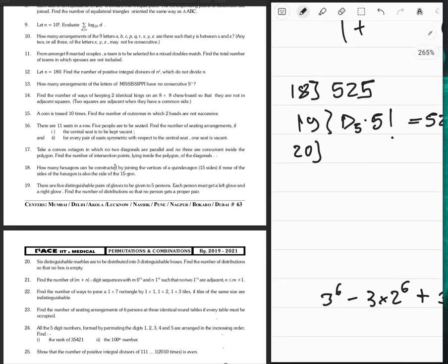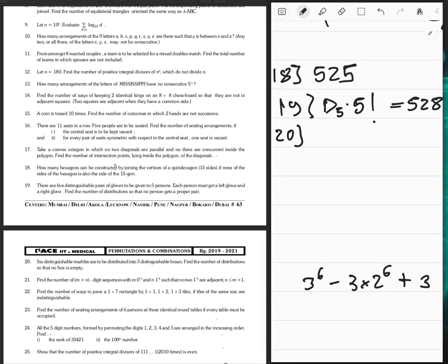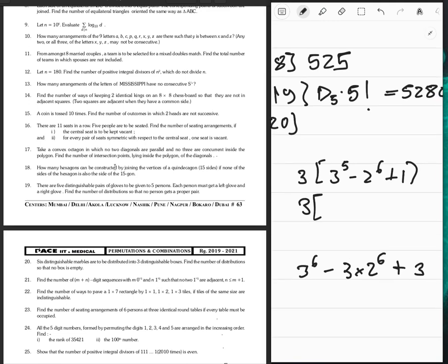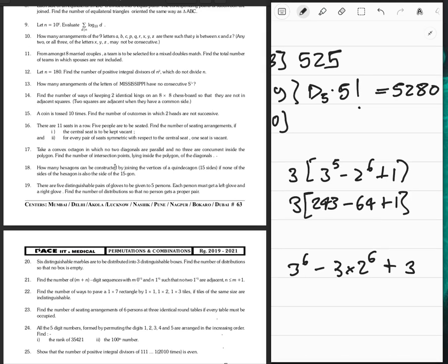So then calculate it. What's it going to be? You take a 3 common, it's just 3 power 5 minus 2 power 6 plus 1. So what's 3 power 5? Oh god, 3 power 4 is like, okay, it's 243, it seems. 81 times 3, yeah. Okay, minus 2 power 6, which is 64, plus 1. This is 244 minus 64, which is 180. Sure. 540.